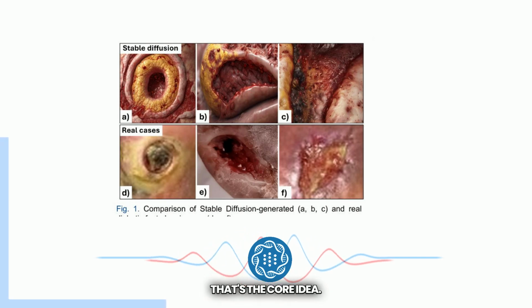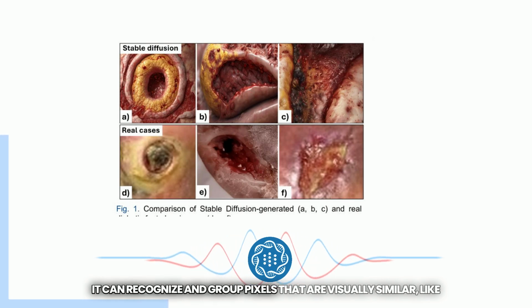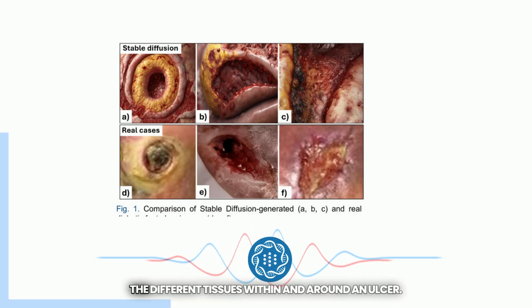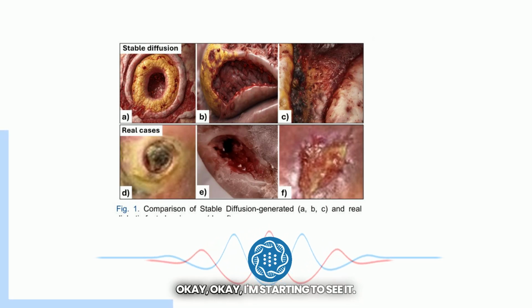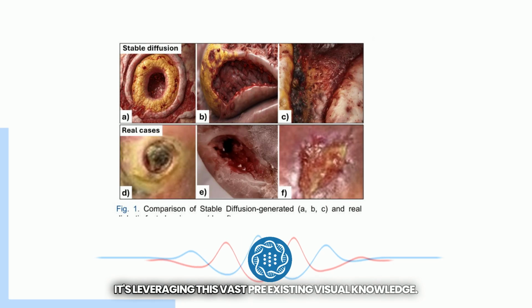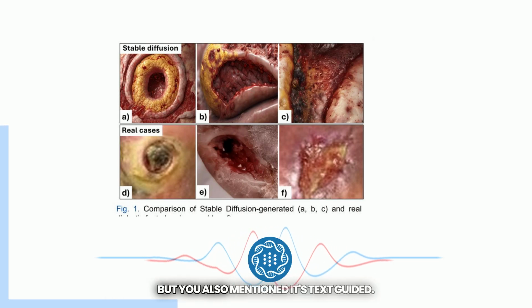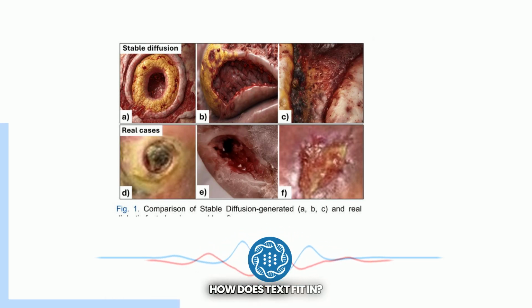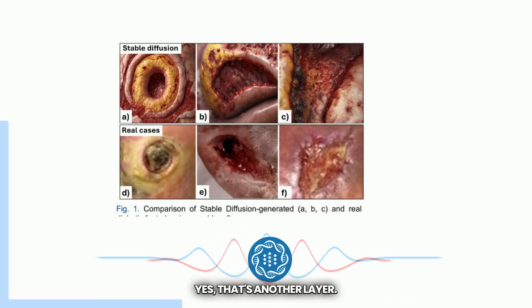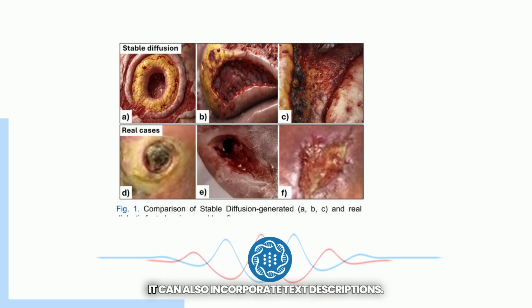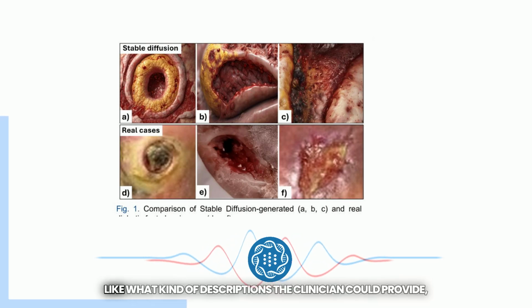That's the core idea. It can recognize and group pixels that are visually similar, like the different tissues within and around an ulcer. Okay, I'm starting to see it. It's leveraging this vast pre-existing visual knowledge, but you also mentioned it's text-guided. How does text fit in? Ah, yes, that's another layer. ADZUS doesn't just look at the image. It can also incorporate text descriptions. Like what kind of descriptions?